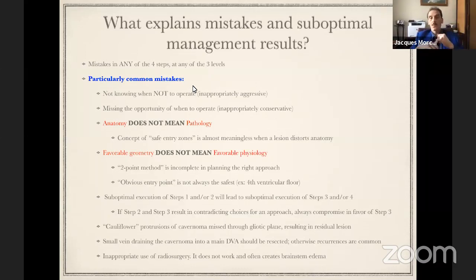Not knowing when not to operate. So this is meaning being inappropriately aggressive. Missing the opportunity of when to operate. This is being inappropriately conservative and letting a patient deteriorate and get into a wheelchair before they are referred to somebody who knows how to deal with a brainstem cavernoma.